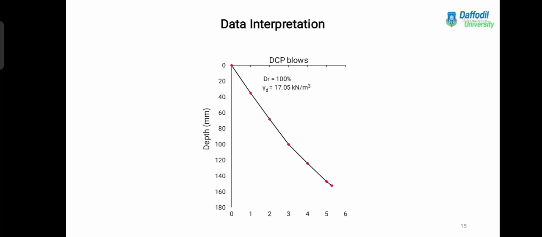From the DCP blows versus penetration plot, the DCP blows are estimated for 152.4 mm penetration. For this particular graph, it can be seen that for 152.4 mm penetration, the DCP blows is 5.28. I request my next presenter, Khondokar MD Sharif Rahan, to continue this presentation.